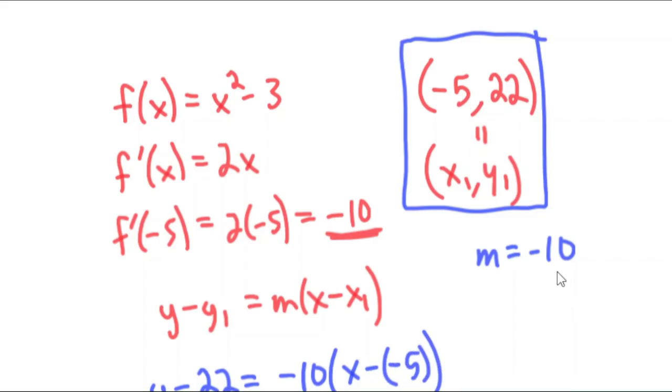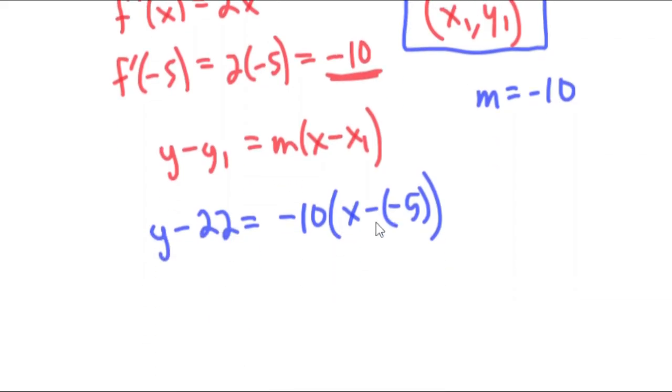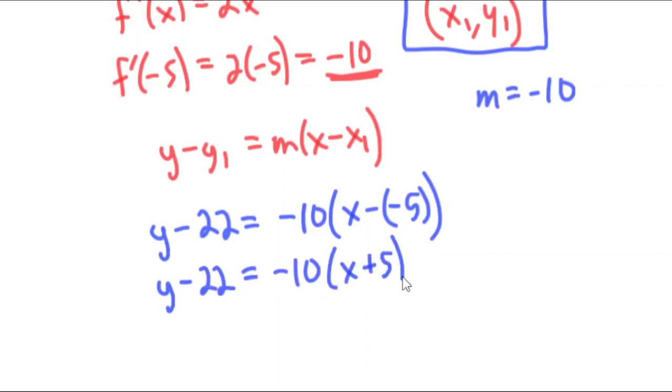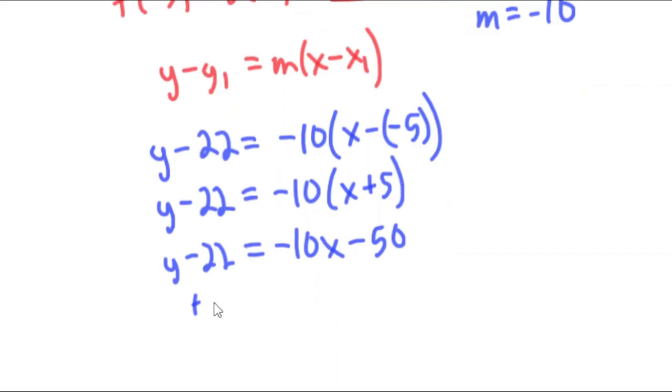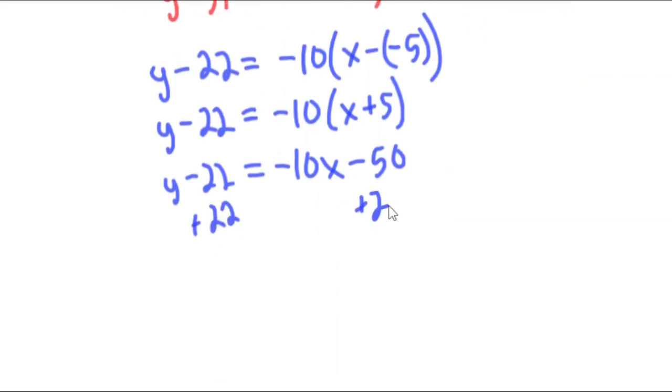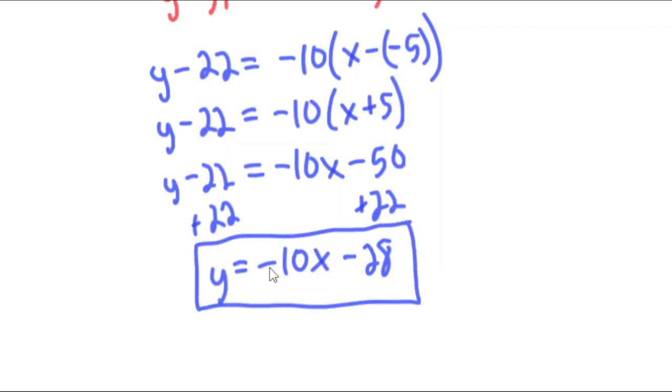Now, I think it wants us to put our final answer in the form y equals mx plus b. So let's simplify this a little bit. We have y minus 22 equals negative 10 times x plus 5. X minus a negative 5 is x plus 5. And then let's distribute the negative 10. So we get negative 10x minus 50. And finally, let's add 22 to both sides. And we get y equals negative 10x. Well, negative 50 plus 22, I believe, is negative 28. So that is the equation of our tangent line, negative 10x minus 28.